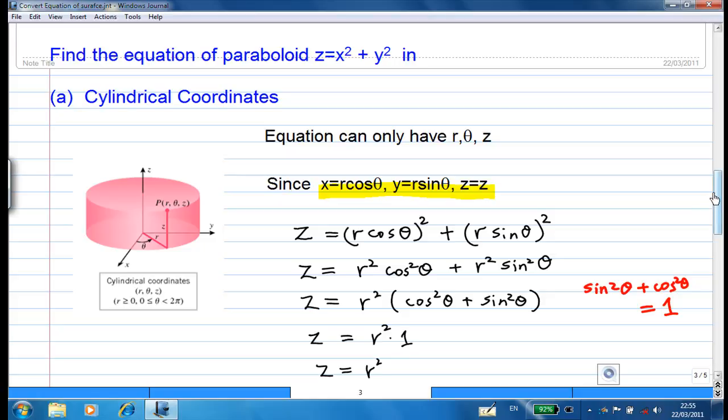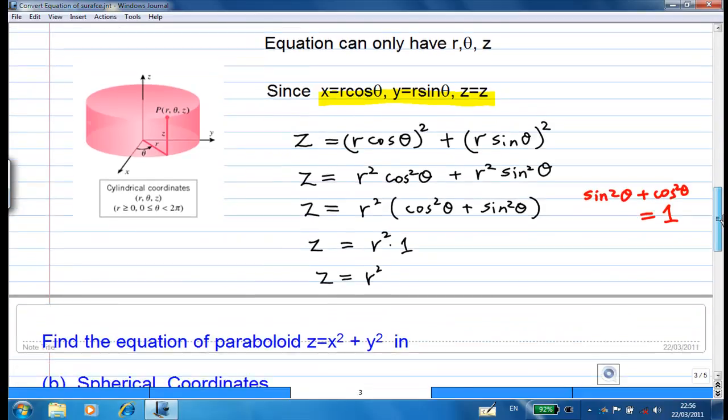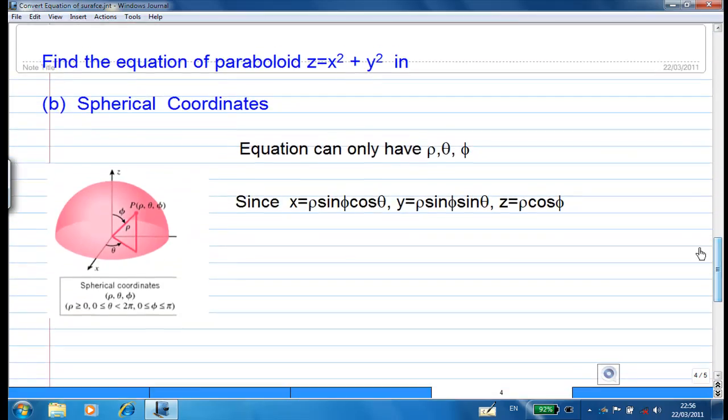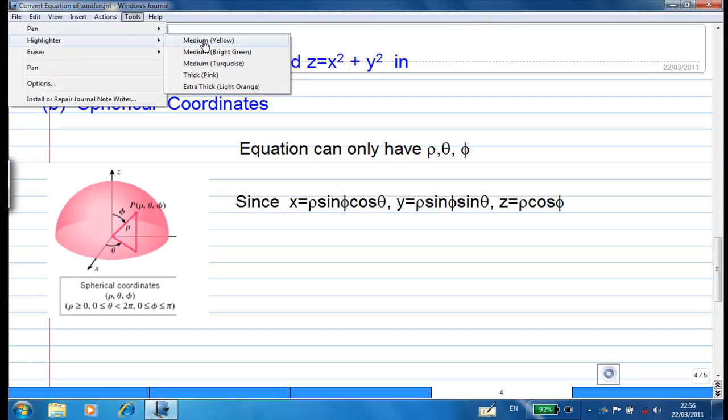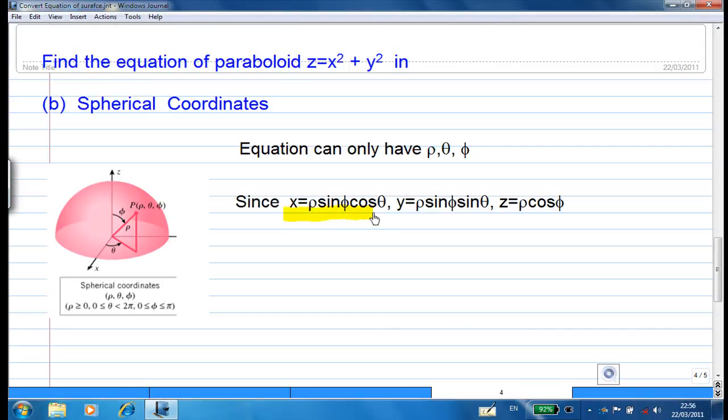How about converting z equal to x squared plus y squared in spherical coordinates? In the case of spherical coordinates, the equation has only rho, theta, and phi, where rho is the distance from the origin, theta is the angle measured from the x-z plane, and phi is the angle measured downwards from the z-axis. We also know the conversion formulas: x equals rho sine phi cosine theta, y equals rho sine phi sine theta, z equals rho cosine phi.